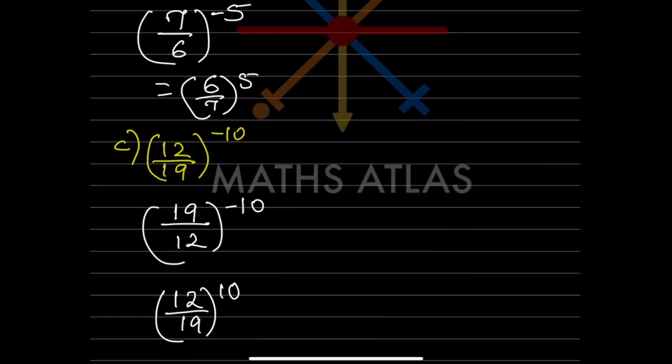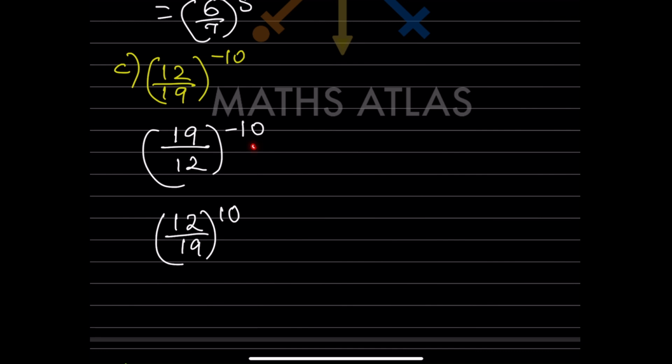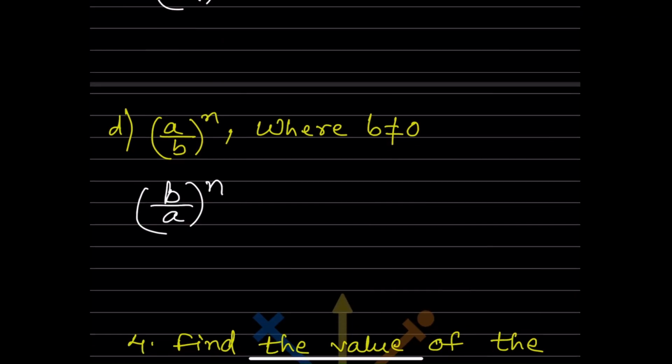Now here first thing you are going to take the reciprocal, which means that will be 19 by 12 and this is going to be minus 10. But now this is negative, so we are going to make it positive. So this is going to get flipped over. So that will be (12/19) raised to 10. So this is positive now.